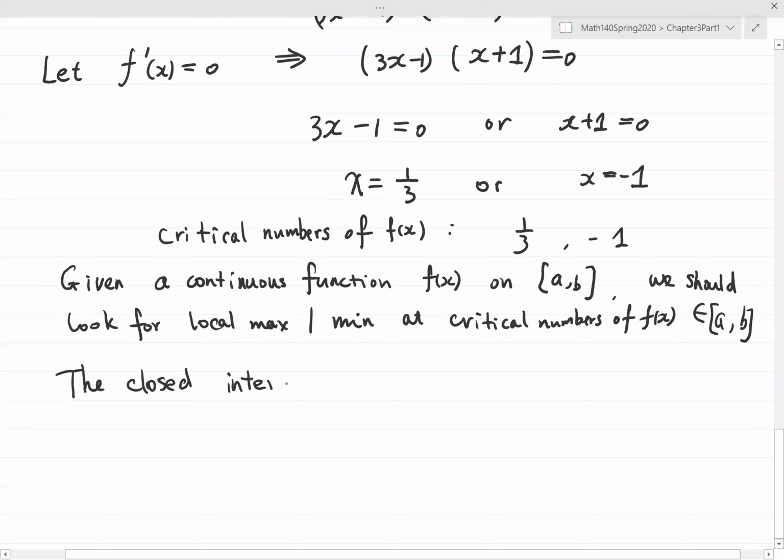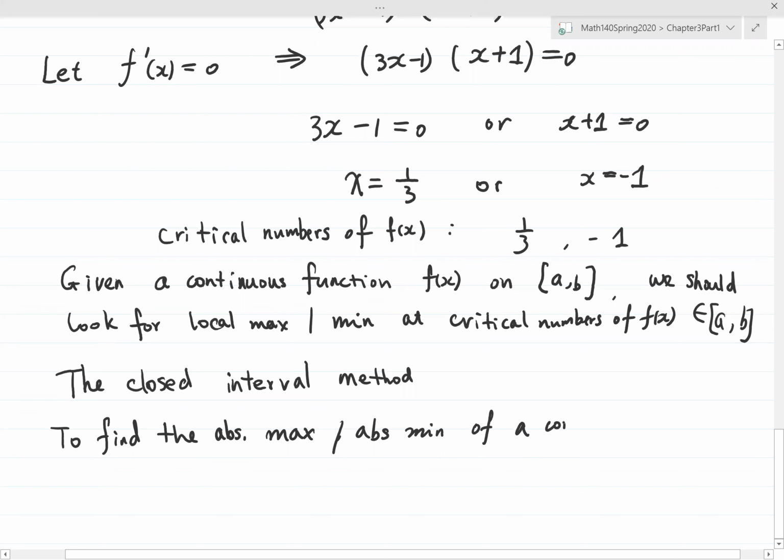Which says the following. Closed interval method: to find the absolute max and absolute minimum of a continuous function f(x) on a closed interval a to b, do the following.